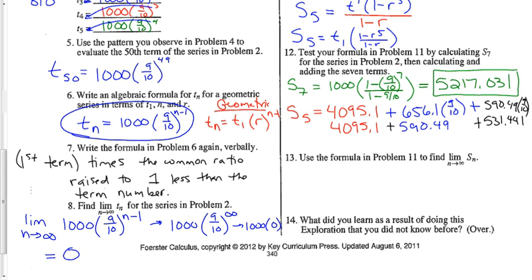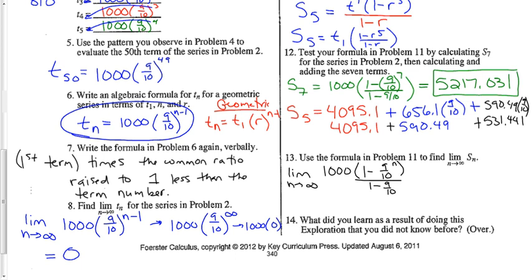Okay, now this partial sum is not the same as number 8, which was the single term. Now in number 8, we know that each term is getting smaller and smaller, and eventually the terms are trying to become 0. Number 13 wants to know, well, what's the actual sum trying to go towards? Because that's not going to be going towards 0. So we're going to find our limit as n approaches infinity of 1,000 times 1 minus (9 over 10) raised to the n over 1 minus 9 over 10.